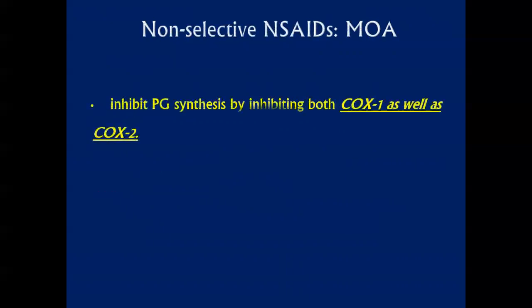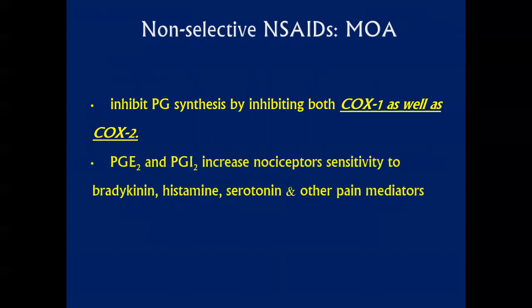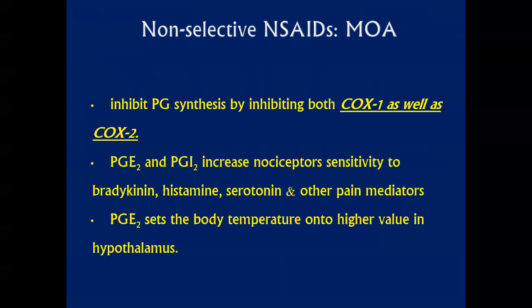And there are, I think, 30 or so non-selective NSAIDs, but to avoid confusing you I only used 4 names here, which are very common and very famous. There are also at least 7-8 selective COX-2 inhibitors, but I am focusing only on one prototype, which is also widely used, celecoxib. Non-selective means they inhibit both COX-1 as well as COX-2. Prostaglandin E2 and I2 increase nociceptor sensitivity to bradykinin, histamine, serotonin, and other pain mediators, as I mentioned in my earlier slides. Prostaglandin E2 sets the body temperature to a higher value in the hypothalamus.